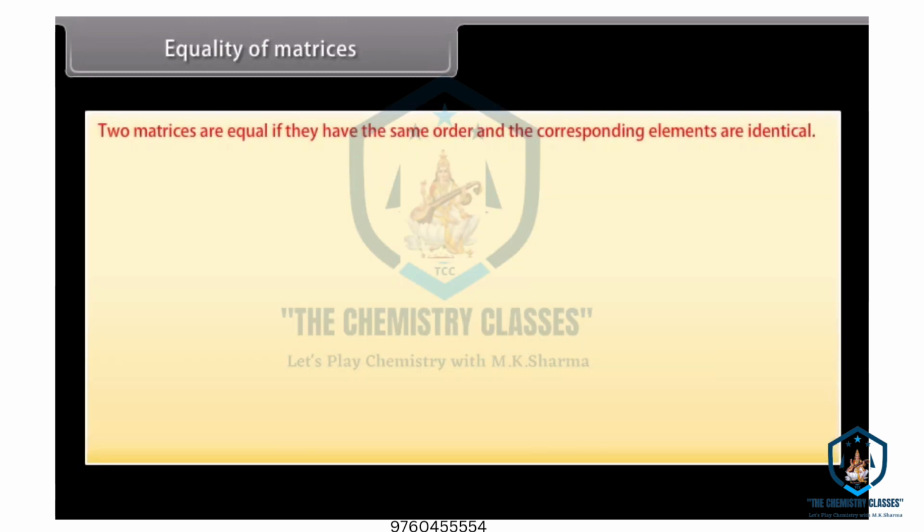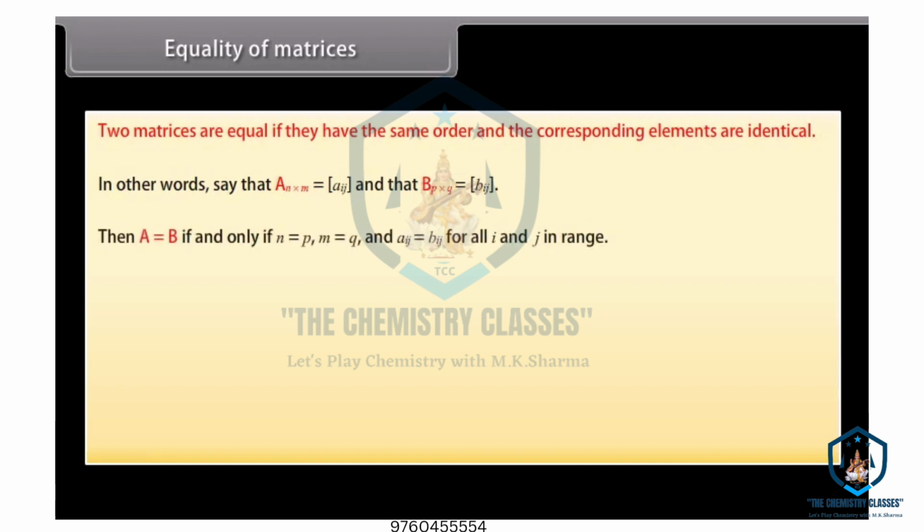Equality of matrices. Two matrices are equal if they have the same order and the corresponding elements are identical. In other words, say that A, an n by m matrix, is equal to [aij], and that B, a p by q matrix, is equal to [bij]. Then A is equal to B if and only if n is equal to p, m is equal to q, and aij is equal to bij for all i and j in range.